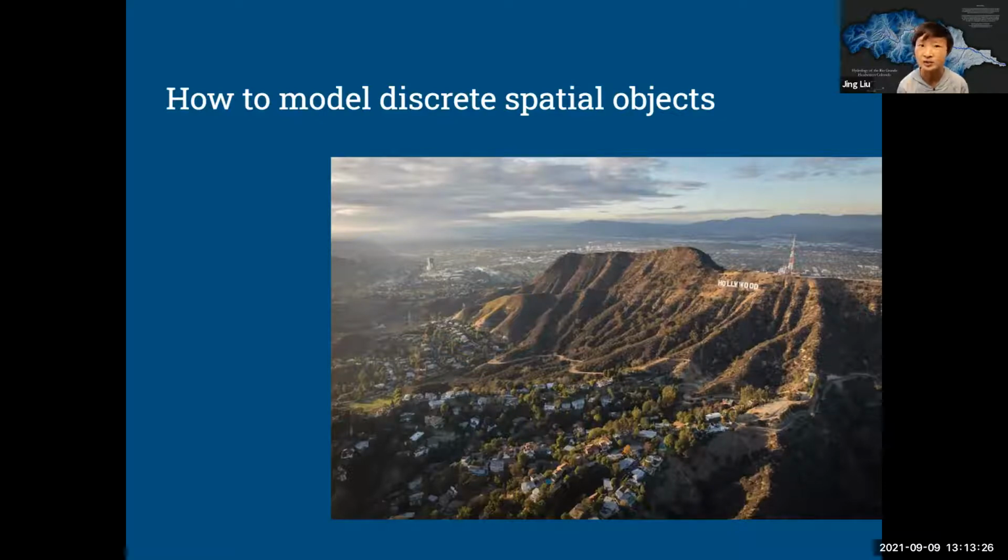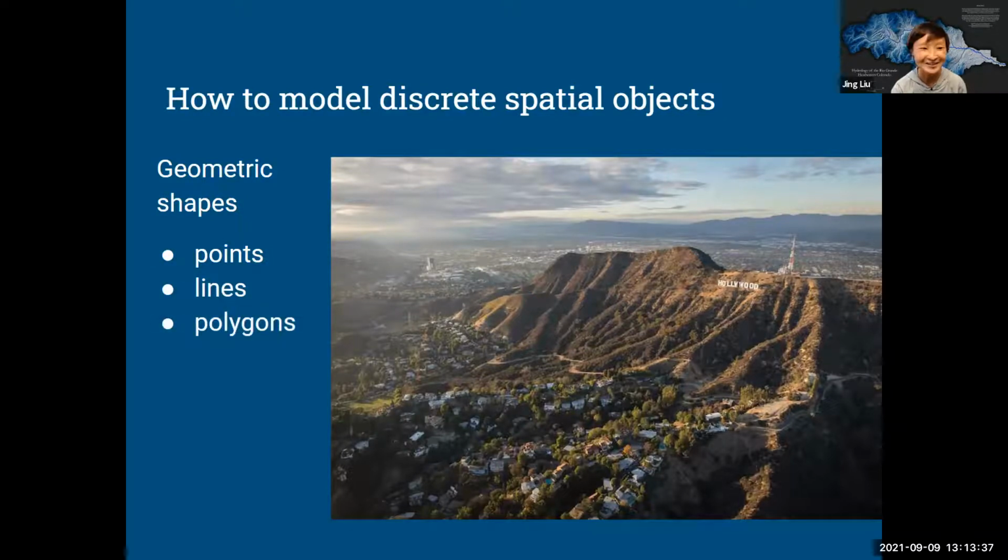So let's start with discrete objects. For discrete objects, we use shapes. We simplify them as points, lines, and polygons. Okay, so you can see your house at this zoomed-out scale could be a point. If you zoom in a little bit closer, that could be a polygon. See, it depends on your scale. Lines, of course, roads, rivers, right? Trails, those are good examples for lines.